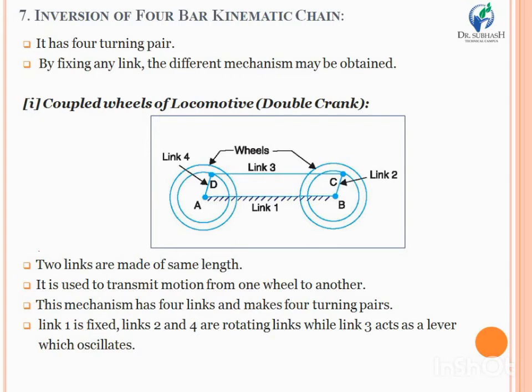Look at the diagram. Over here we have 2 links having equal length or radius, and by fixing one link permanently and rotating this link in any direction as an input, you are getting the output motion of link 2. This concept is used especially in locomotive vehicles, wherein we require to transmit the driving wheel motion to the driven wheel motion.